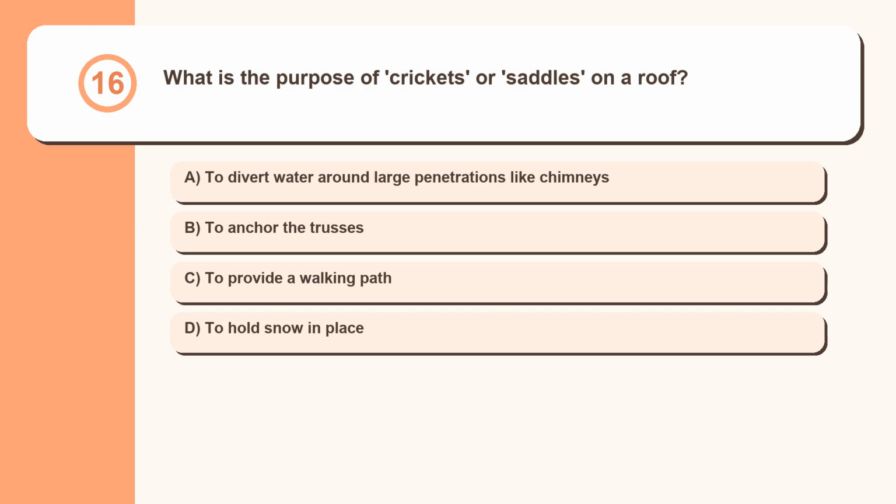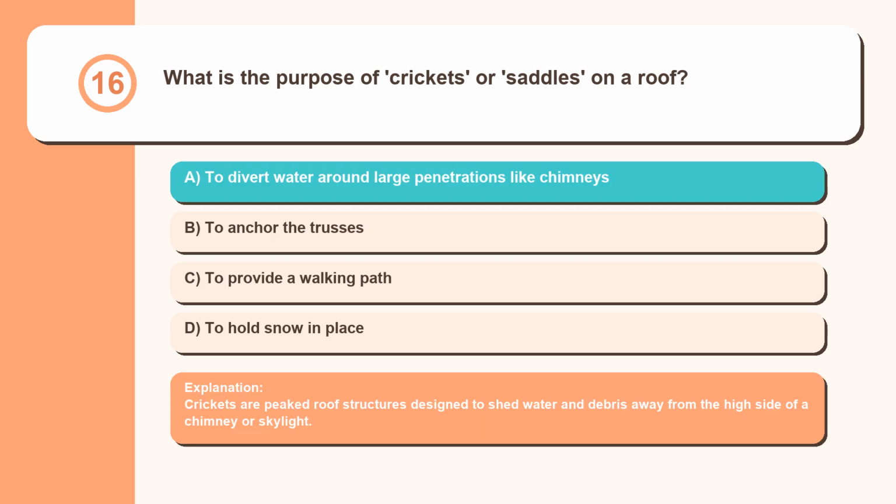Question 16. What is the purpose of crickets or saddles on a roof? To divert water around large penetrations like chimneys, to anchor the trusses, to provide a walking path, to hold snow in place. Crickets are peaked roof structures designed to shed water and debris away from the high side of a chimney or skylight.